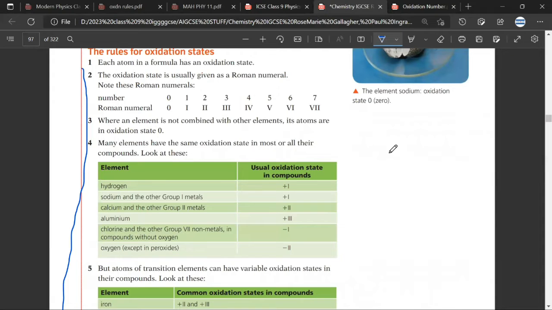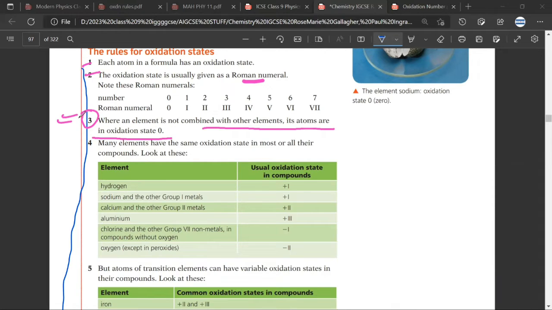Okay. So let me first go through the rules. We'll do a few numericals regarding oxidation state, and then we'll do a few numericals regarding the change in oxidation numbers in a redox reaction. So for oxidation state, the rules that are followed are: 1. Each atom in a formula has an oxidation state. Oxidation state is usually given as Roman numerals I, II, III, IV. Okay, not a problem. When an element is not combined with other elements, its atom is in oxidation state 0. This would be the first important rule that we have to remember.